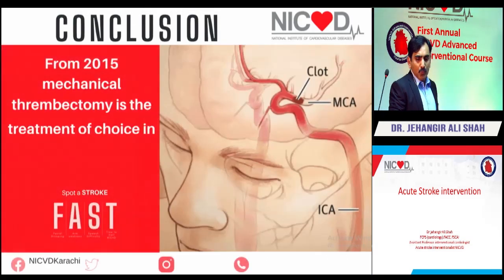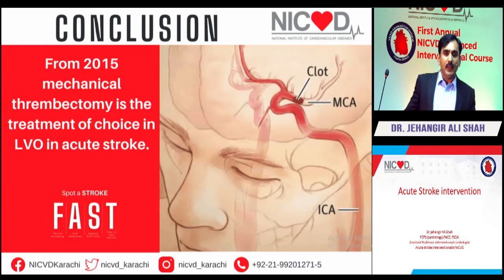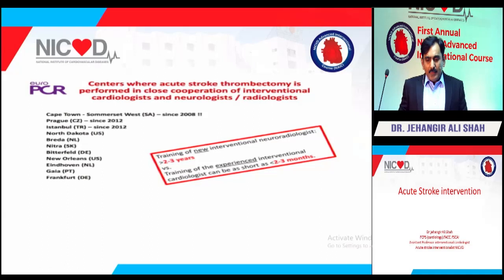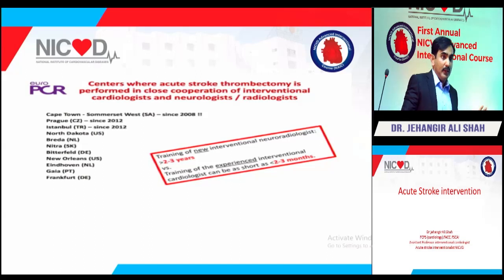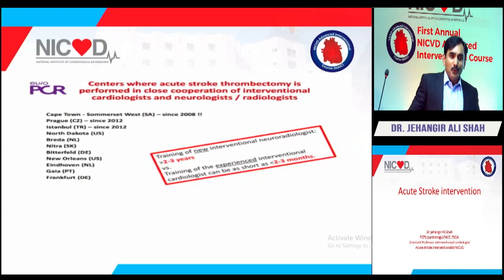So from 2015, mechanical thrombectomy is the treatment of choice in large vessel occlusion and acute stroke. And you can see the centers where they are performing mechanical thrombectomy. These are the centers. But training of new interventional neurologists may need more than 2 to 3 years for doing acute stroke intervention, while the training of experienced interventional cardiologists needs only 2 to 3 months. So the cardiologists are getting involved in this.